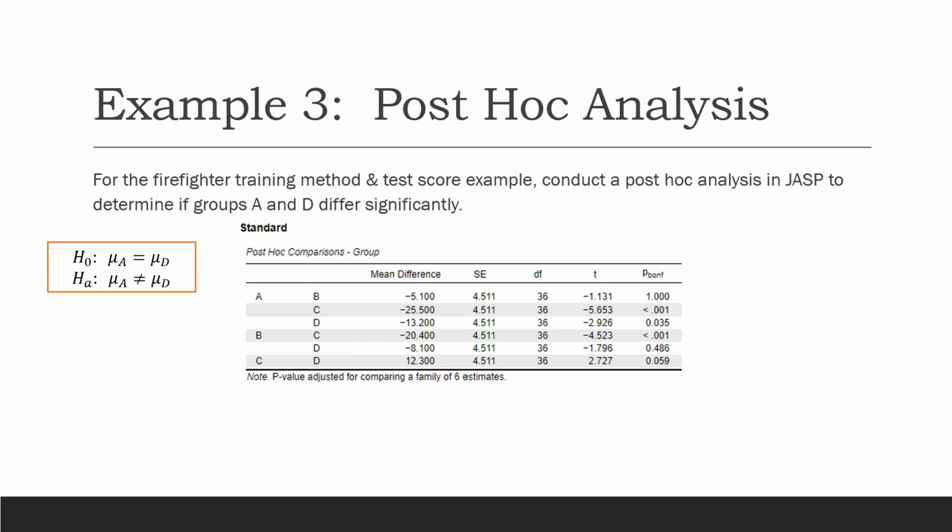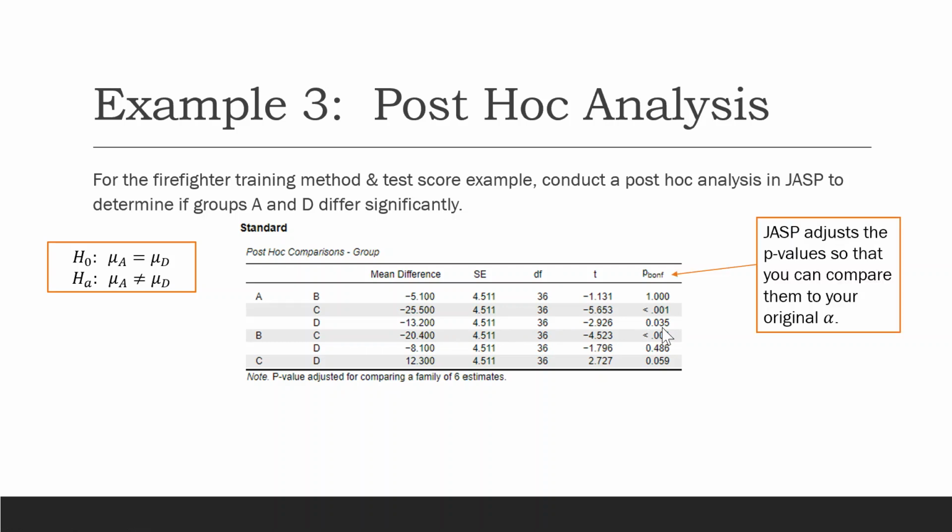And so our goal was to compare A and D. So this first column has A, and this row here has D. So all of the information for the t-test comparing A and D is here. So I know I have a Bonferroni corrected p-value of 0.035. That p-value has been adjusted, so I still can compare it to 0.05.